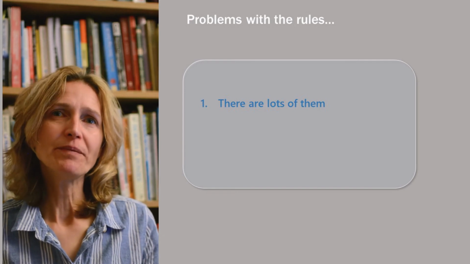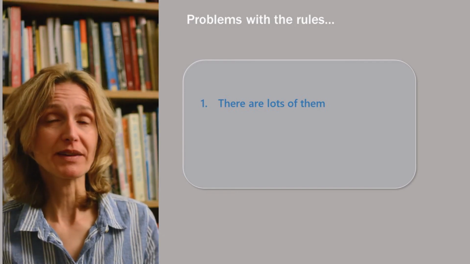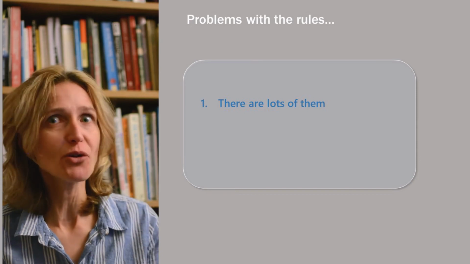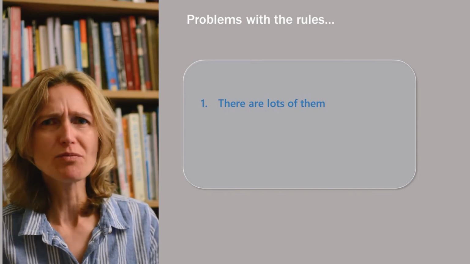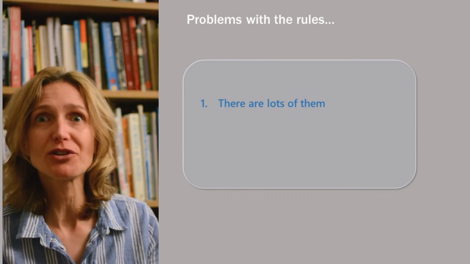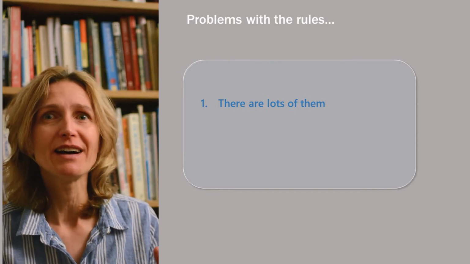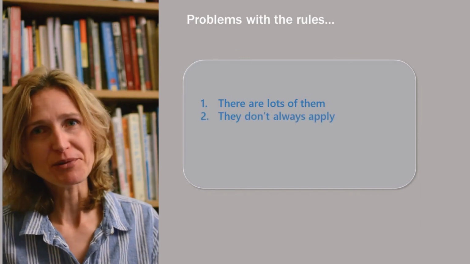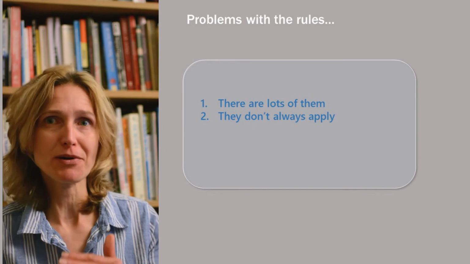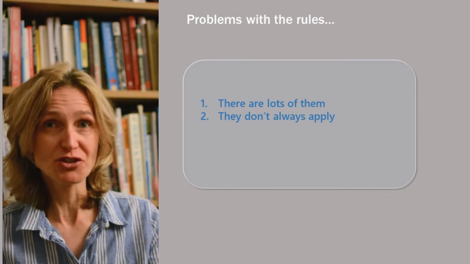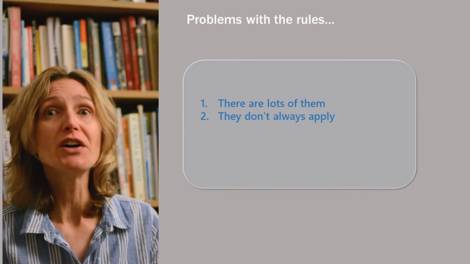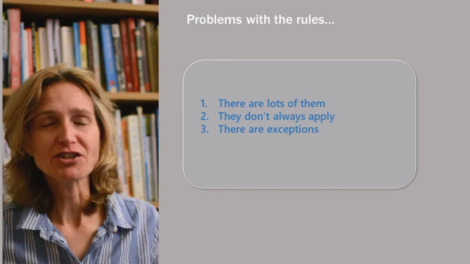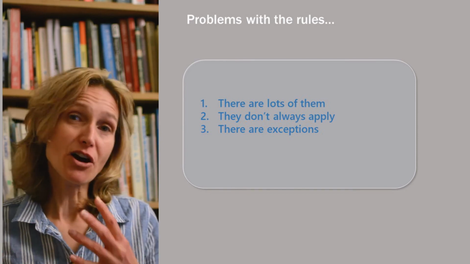So number one, there are a lot of rules, okay? So there are quite a lot of them, and some people find that to learn all of them it's just too much, and they think, I might as well just learn the words, I might as well just learn the genders of the nouns and the articles. The second problem is that they don't apply to every single noun. So just because you've learned lots of rules doesn't mean that it covers every noun. So the third issue is that there are exceptions.